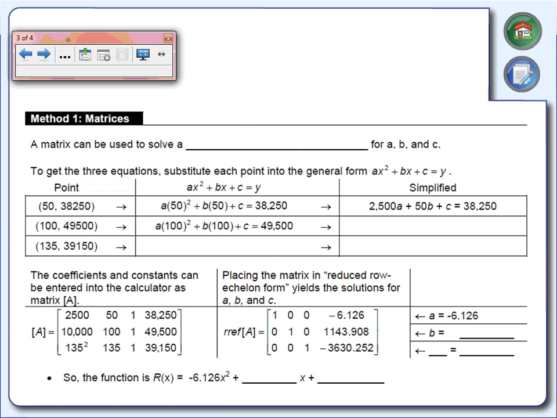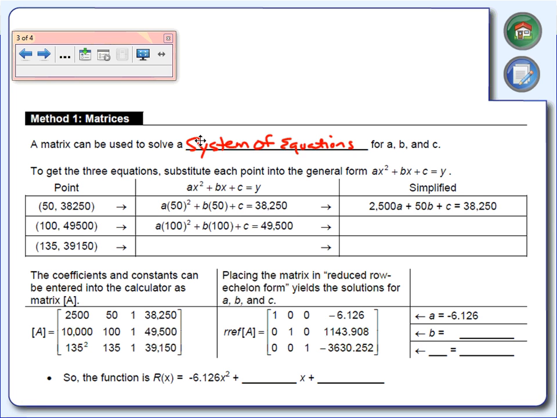All right, so here we go. This is one of the methods we can use to come up with that quadratic equation. It says here a matrix can be used to solve a system of equations for A, B, and C. We talked about this the second 6 weeks. We can use a matrix to solve a system of equations.